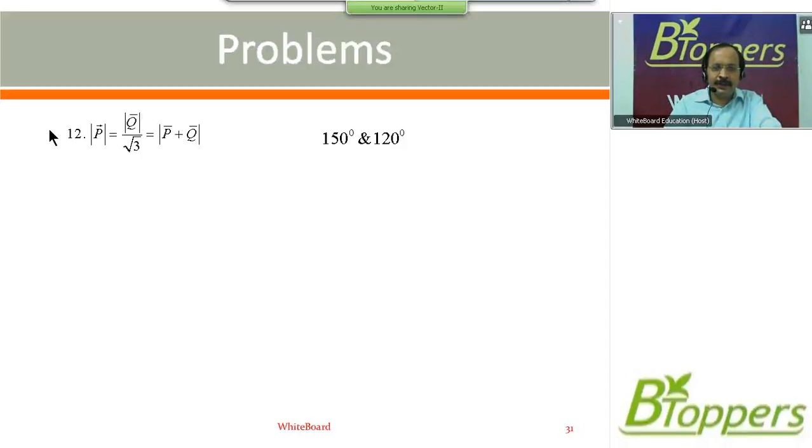The answers are 150 degrees and 120 degrees. It means the angle between P bar and Q bar, you are supposed to get it as 150 degrees. The angle between P bar and resultant of P bar and Q bar is 120 degrees.